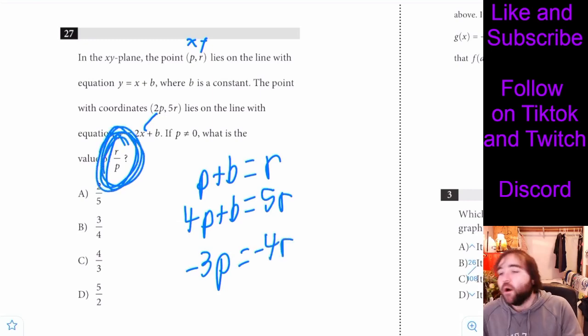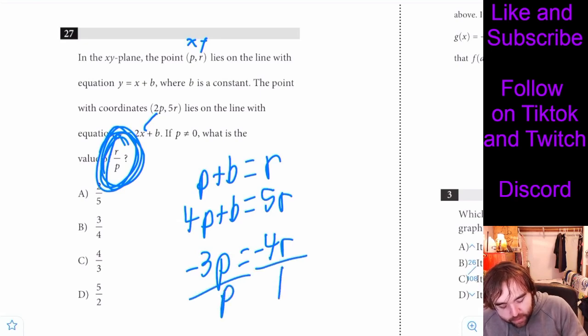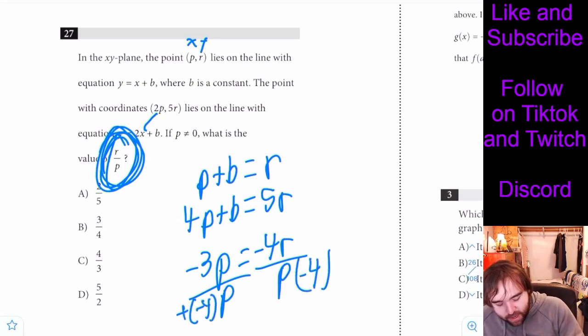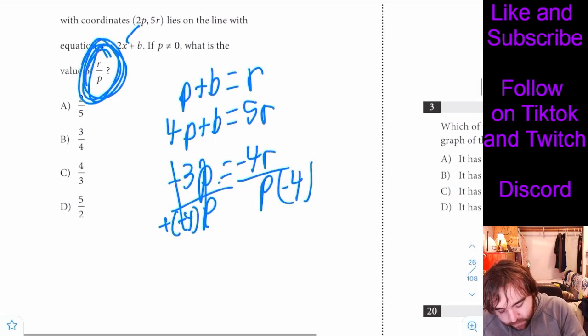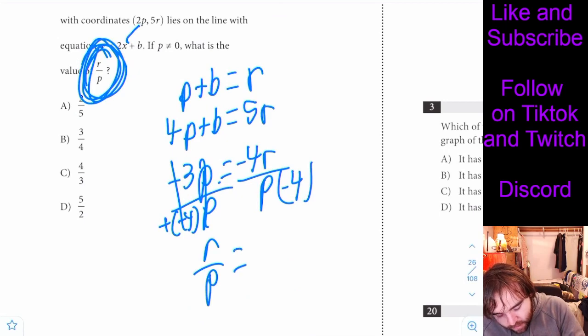And then look at what you want. You want r divided by p. So then I say you got to try to build that. So we're going to divide both sides by p. You see, there's our r over p. We just got to get rid of that negative 4. So we divide both sides by negative 4. So those negatives cancel, the p's cancel, and you get r over p is 3/4. And that's what we wanted.